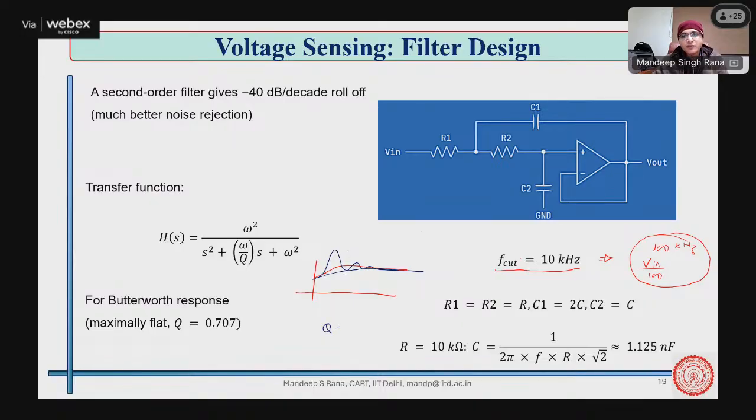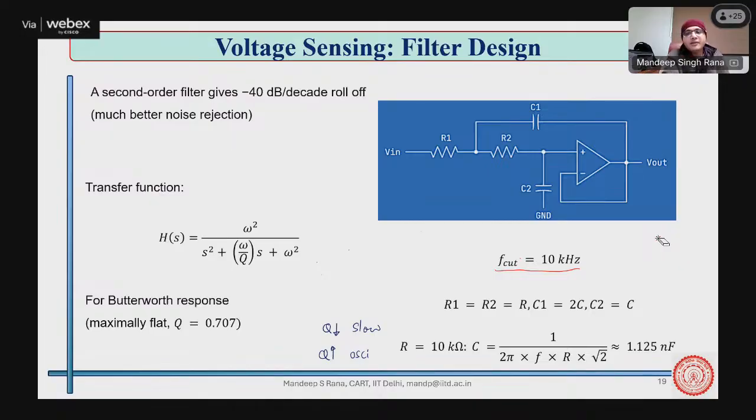So I really don't want a small quality factor, which makes my filter very slow to respond. I don't want a very high quality factor either, because it causes a lot of oscillatory behavior. That also is very bad for my systems, because ultimately I'm trying to do some sort of filtering, and with that filtering I want to have the right operating parameters. So those things I'm taking care of over here.